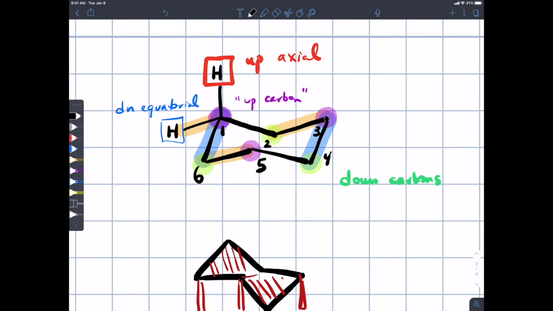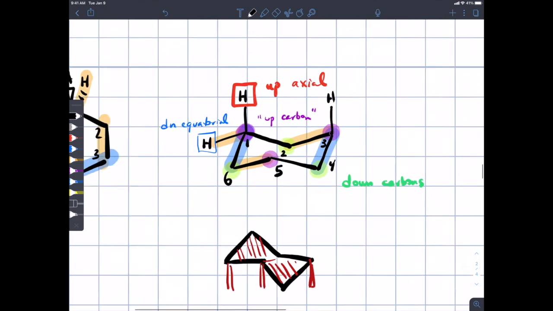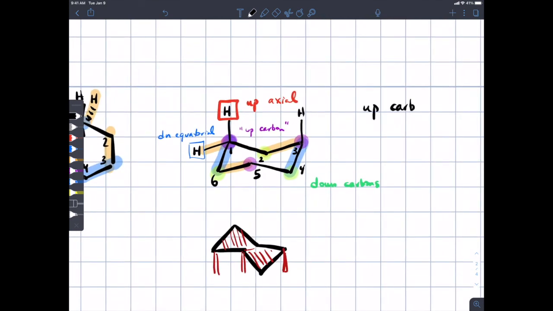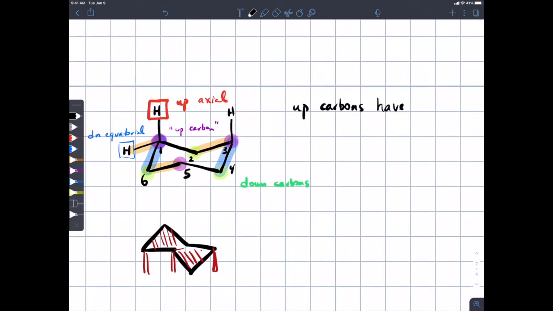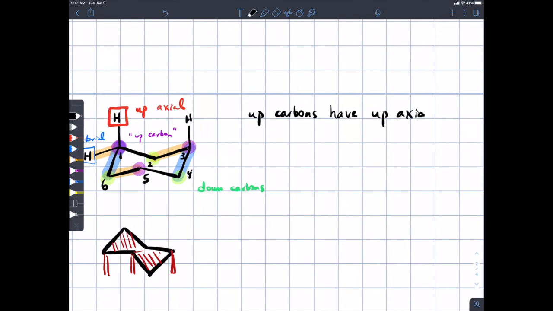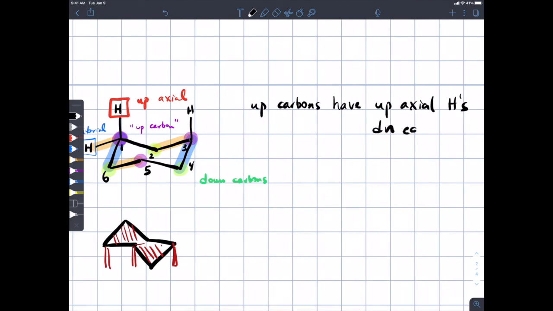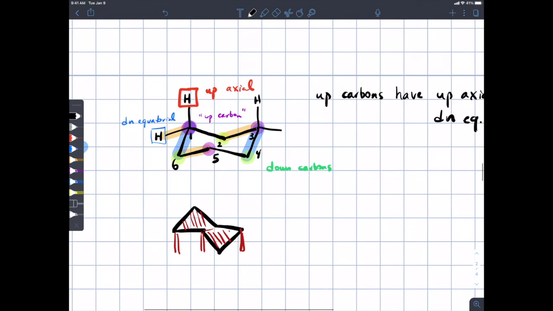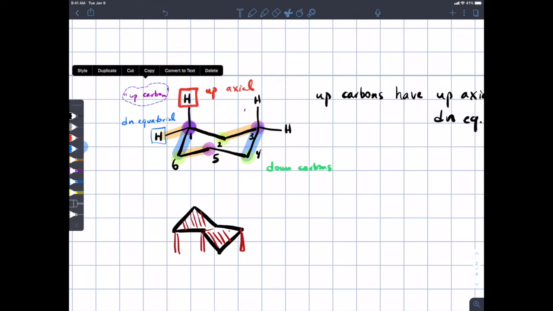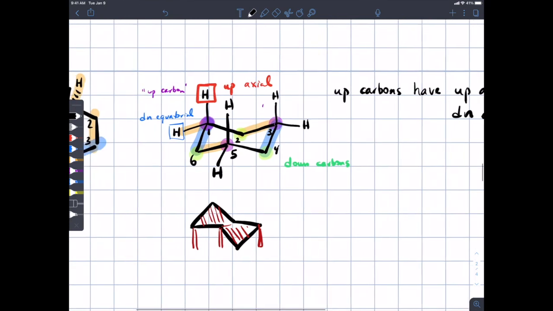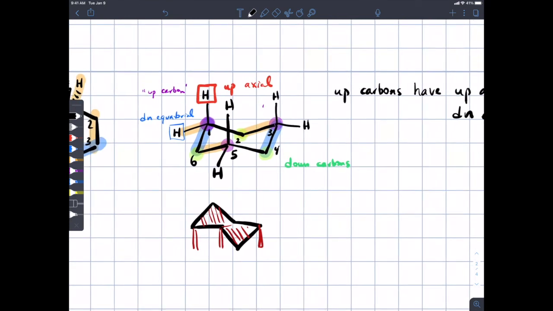All right, let's talk about up carbons. For up carbons, the protons that are up are axial. Up carbons have up axial protons and down equatorial protons. Notice on all 3 of these purple up carbons, you've got axial up protons and equatorial down protons. Where to draw the carbon-hydrogen bonds?